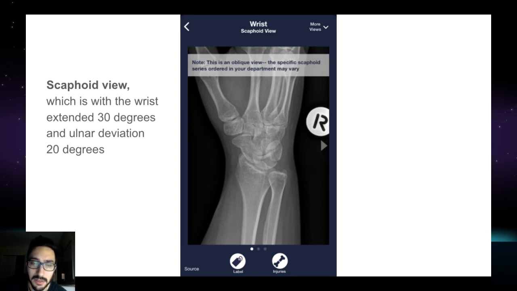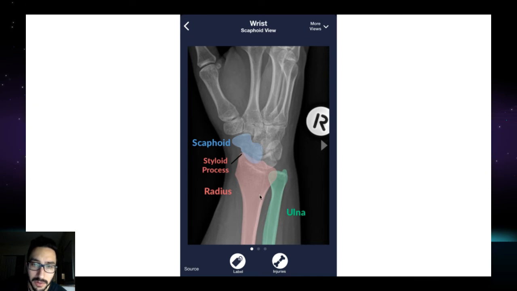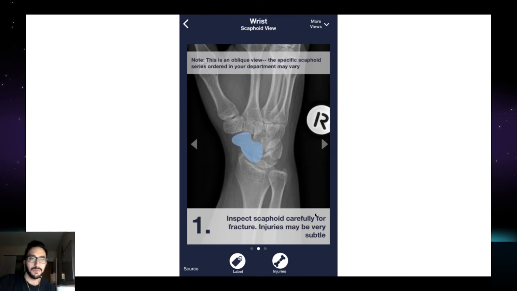So taking a look at this image here, you obviously want to look at some important anatomic landmarks, namely your scaphoid bone outlined in blue here, the styloid process of the radius, and the ulna as well. So you really want to inspect this scaphoid bone carefully. Like I said just a bit ago, the scaphoid fractures are very easily missed. They can be very subtle, and they can lead to avascular necrosis and non-union, and ultimately lead to a dead bone and can lead to some pain.